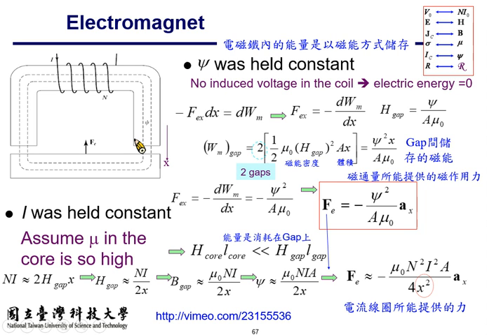So it's actually 1/2 of mu times H gap squared times the volume of the gap. That is the area of the gap times the distance of the gap, Ax. And you have two gaps so that you can form a complete loop. So according to the amount of magnetic flux and the size of the gap, you can calculate the total magnetic energy stored in this gap in terms of magnetic field.